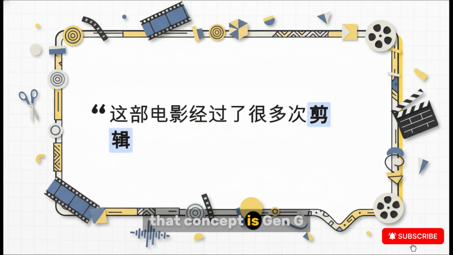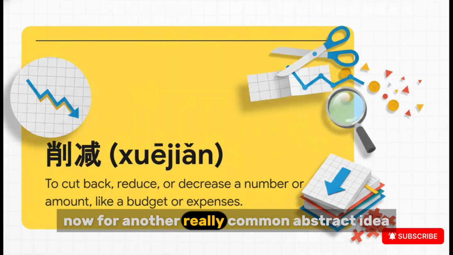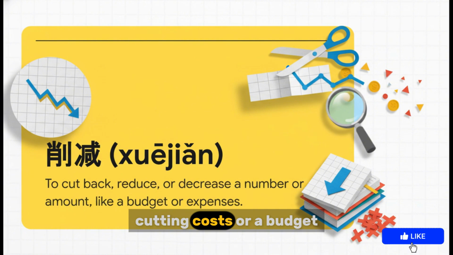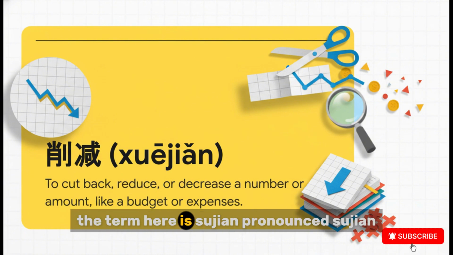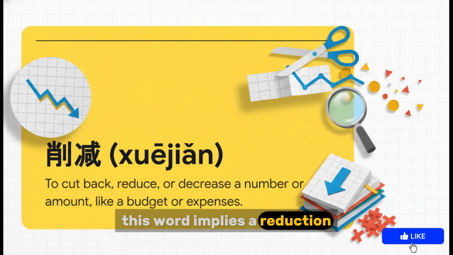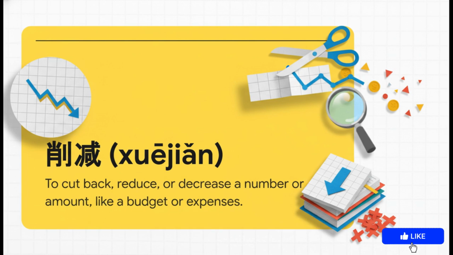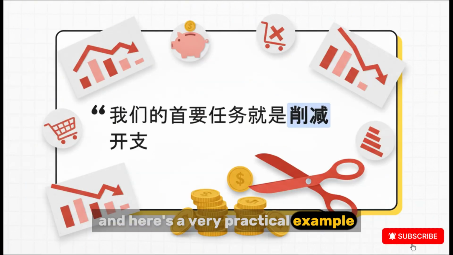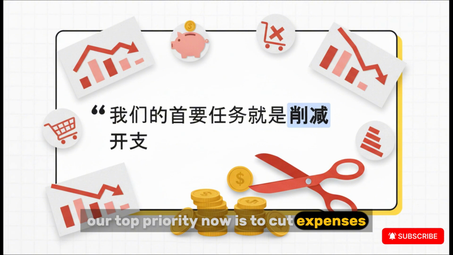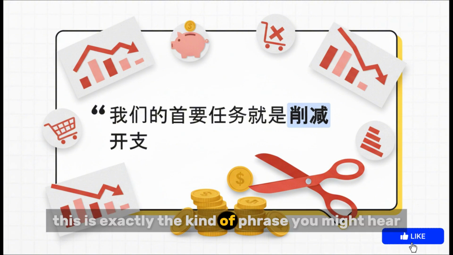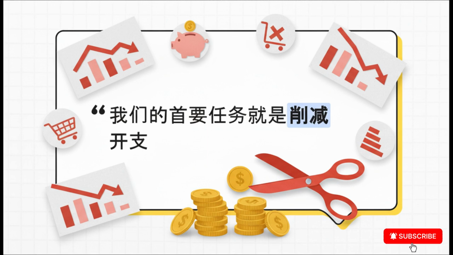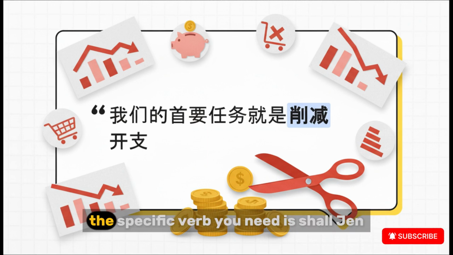That concept is jianji. Now, for another really common abstract idea, cutting costs or a budget. The term here is 削减, pronounced 削减. This word implies a reduction, like you're whittling something down, paring back numbers or resources. It's a metaphorical kind of cutting to make something smaller. And here's a very practical example. Our top priority now is to cut expenses. This is exactly the kind of phrase you might hear in a business meeting. When the action is about reducing a number, the specific verb you need is 削减.